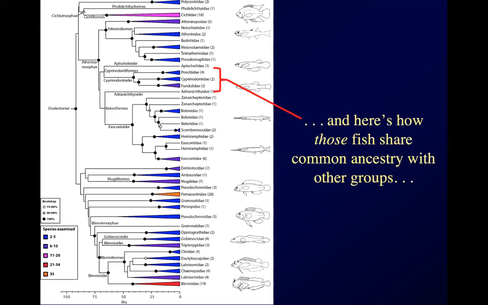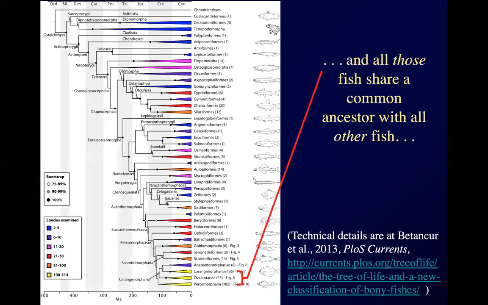And then all of these fish are in there, and they share a common ancestor with all other fish, all 25,000 species of them. And what you're looking at is the cladogram that represents our current best hypothesis of common ancestry for all these fish. There is a link to the technical details if you ever want to see them.